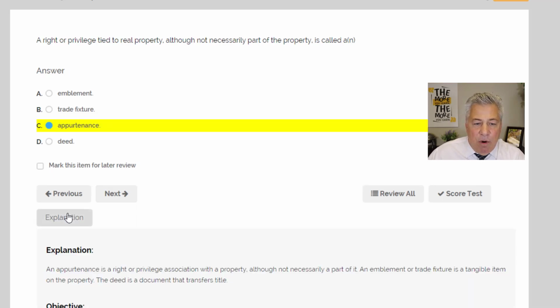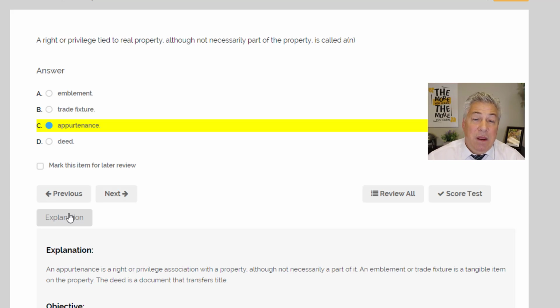appurtenance. An appurtenance is a right or privilege associated with the property, although not necessarily a part of it. For example, if you own a condo in a high-rise building, and along with the condo, you have 2 parking spaces in the parking garage. The parking spaces are a separate piece of property, but they're attached to ownership of the condo. And if you sell the condo, the parking space transfers with ownership.